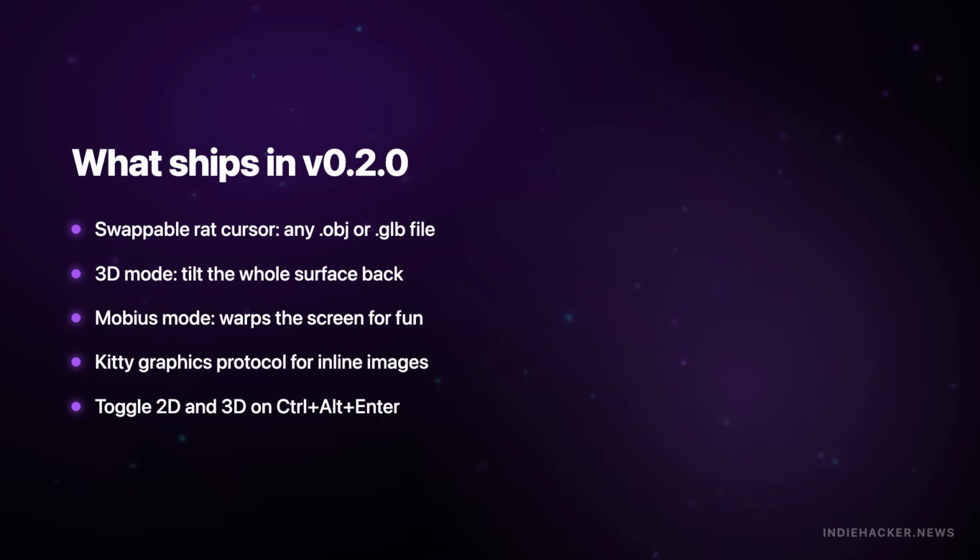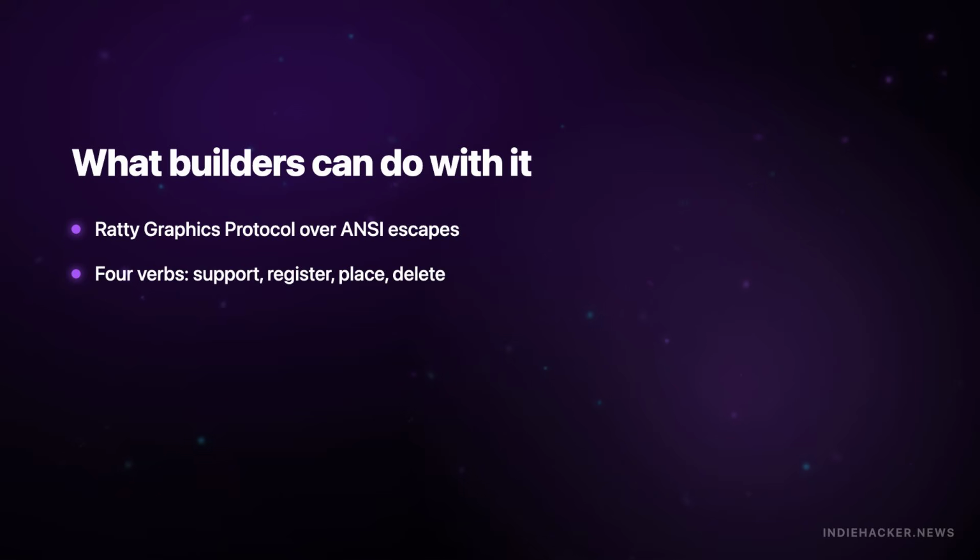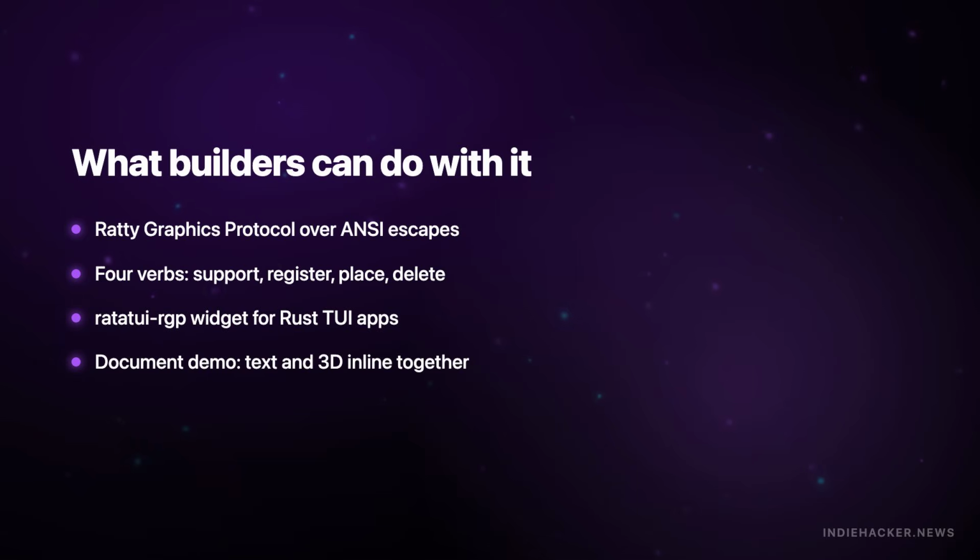The second half is where it gets interesting for builders. Ratty has its own escape sequence protocol called RGP, the Ratty graphics protocol. Any application can write a special escape sequence to standard out that says, register this asset, place this object at row 12, column 40. Animated. There's a Ratatui widget called Ratatui RGP that wraps the protocol so you can build TUIs that drop meshes into the buffer the same way you draw a paragraph today. The demos already include a TempleOS-style document editor with embedded objects and a Tetris clone running inside Ratty that someone shipped within days.